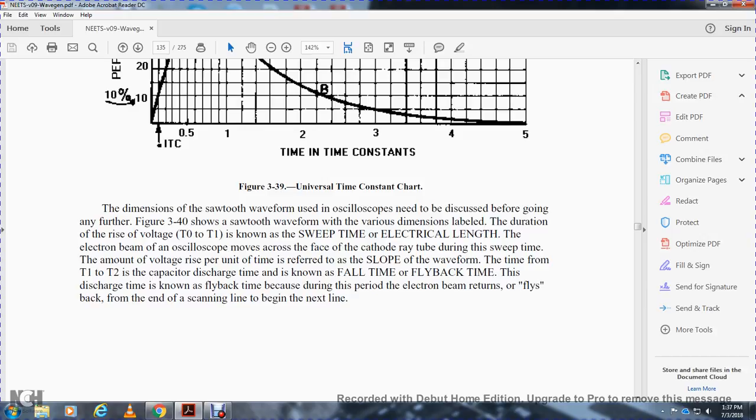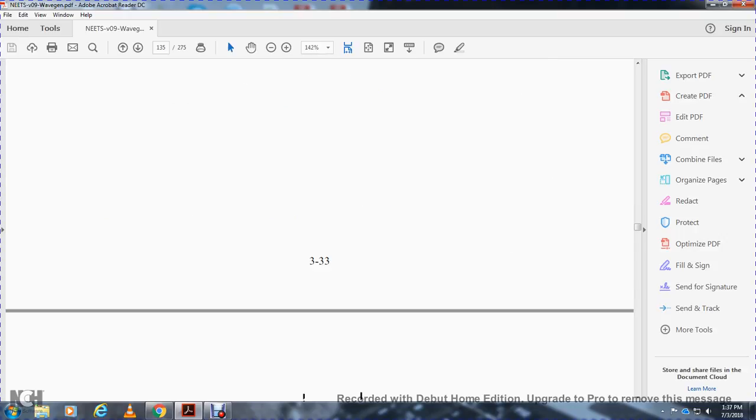The time from T1 to T2 is the capacitor discharge time, which is known as the fall time and the flyback time. This discharge time is known as the flyback time because during this period the electron beam returns, or flies back, at the end of the scanning, to begin the next line.